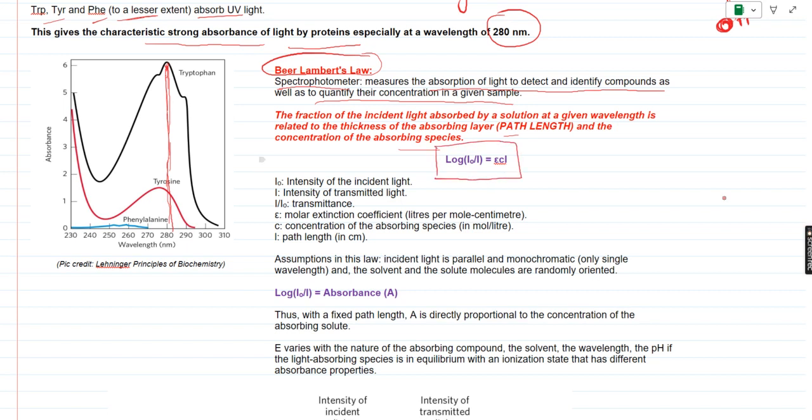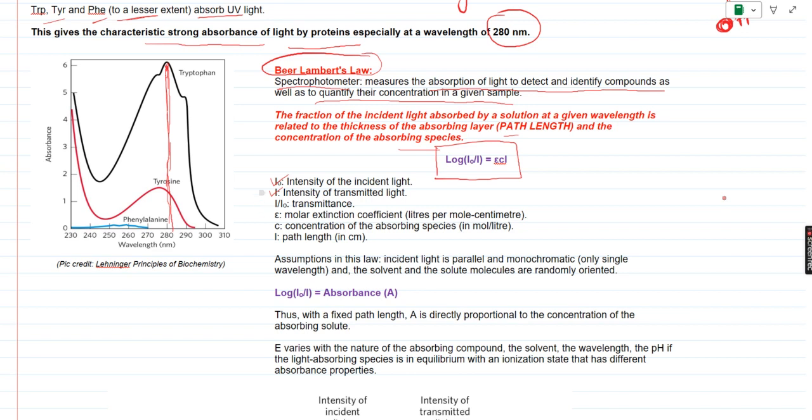So when we put this in a mathematical equation, you will get this particular formula, that is log I naught by I is equal to epsilon CL. So what is I naught? I naught is nothing but the intensity of the incident light. So when you make light of a given wavelength incident on a particular sample, the intensity of that incident light is denoted by I naught. So what is I? I is nothing but the intensity of transmitted light.